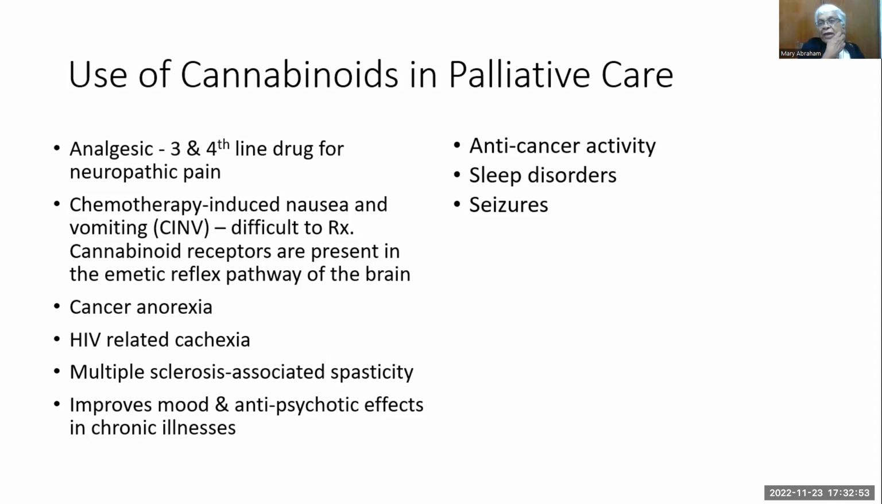So what are the indications of cannabinoids in the current scenario? It is used as a third or the fourth line treatment for neuropathic pain. It can be used for chemotherapy-induced nausea and vomiting, for cancer anorexia, for HIV-related cachexia, for multiple sclerosis-associated spasticity and pain. It improves mood and has antipsychotic effects. And it has anti-cancer properties also, particularly through the CB2 receptors. It can also enhance sleep, and it can also be given for seizures. I don't know about the seizures, I'm sorry, I'll just check that out.